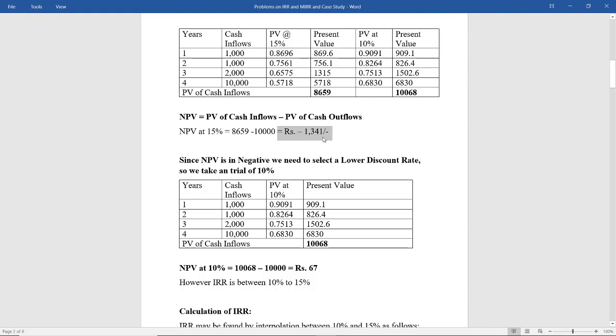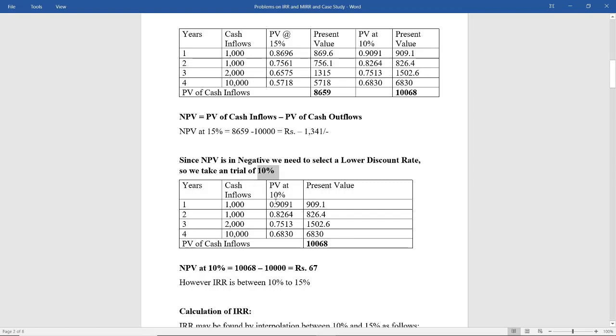Now you got negative 1341, but you want NPV as 0, because IRR is that rate where NPV is 0. Now you have to use the trial and error method. Since the NPV is negative, you have to select a lower discount rate. If NPV had come positive, you could have taken a higher discount rate. Since NPV is negative, we need to select a lower discount rate. So we take a trial of 10%.